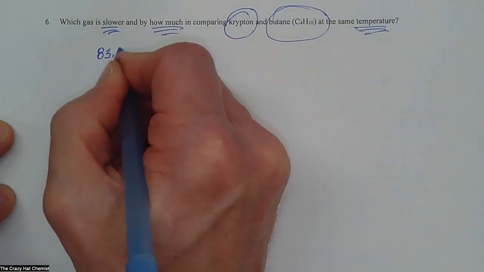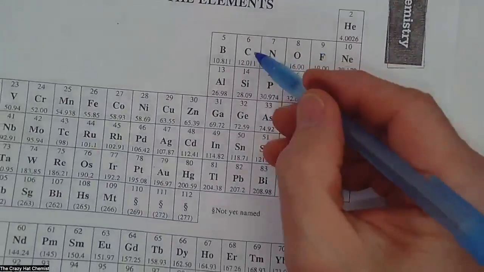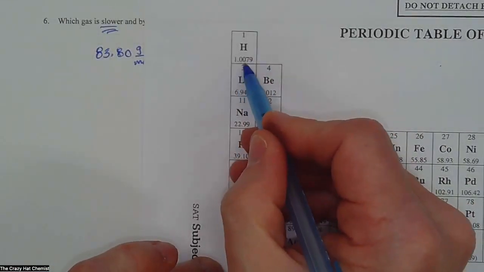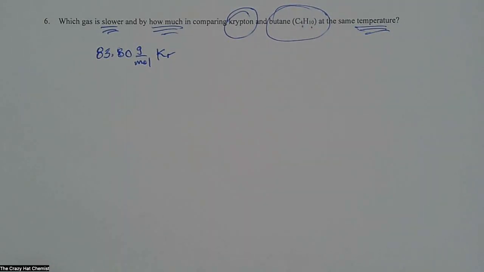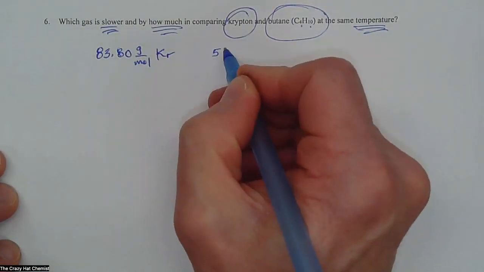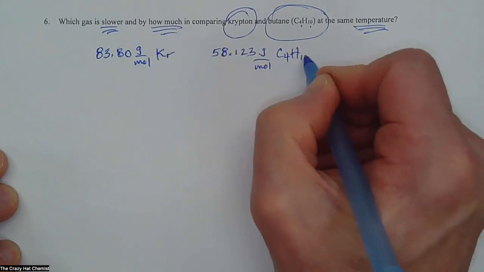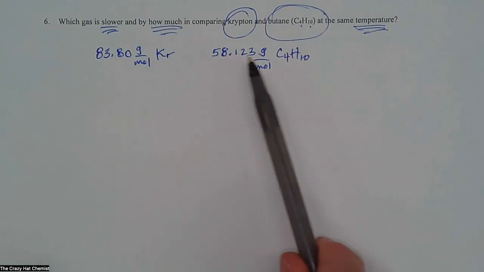Okay, so the first thing that we actually need to do is acquire the molar masses of these gases. So krypton is smack dab on our periodic table. That's right here at 83.80, so 83.80 grams per mole of krypton. Butane, we're going to have to calculate that. We're going to take carbon, that's 12.011 times 4 plus 1.0079 times 10 and round that to the fewest number of decimal places, which hydrogen has 4 decimal places, carbon has 3, so this will be rounded to 3 decimal places. So this will be 58.123. That's kind of nice. 58.123 grams per mole of C4H10.